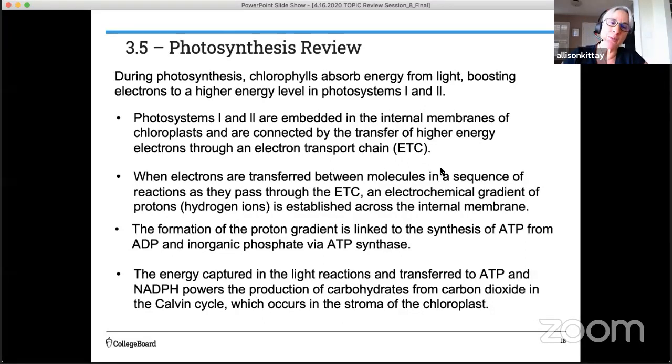So that's your kind of your money slide. That is the review of those steps. And hopefully the lesson and taking you through some of those images helps you understand that summary.